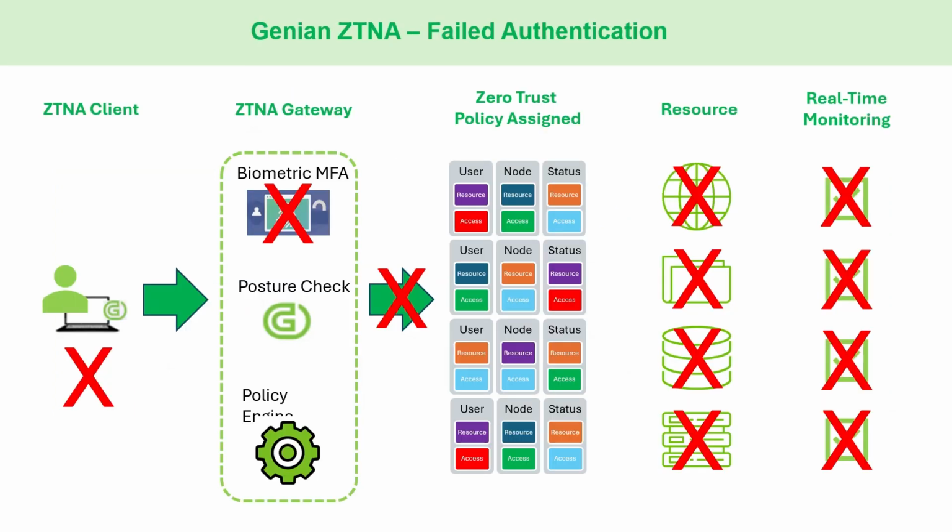Let's examine some of the checks performed by Genian ZTNA before granting any type of access beyond the gateway. First, a form of strong MFA is recommended. Using a feature such as passkeys, biometric MFA can be performed during authentication. With this configuration, even if a bad actor gains access to both an authorized user's device and password, they will fail MFA. When this failure occurs, they will be blocked at the ZTNA Gateway.